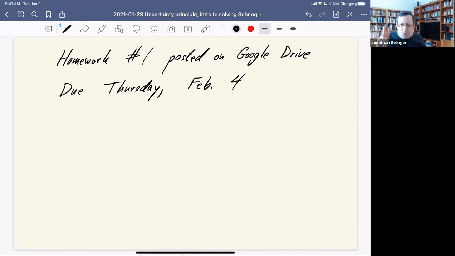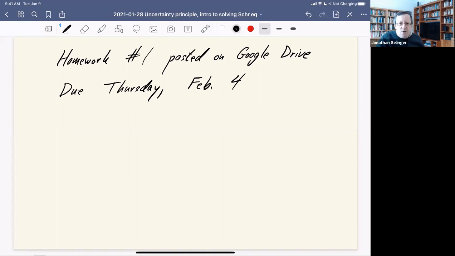Okay, two quick comments about the homework. One is that there are 4 problems. 3 of the problems are things from the Griffiths textbook, and I just copied them out of the Griffiths textbook to make sure that you know the numbering, and you do the same one that I've assigned.